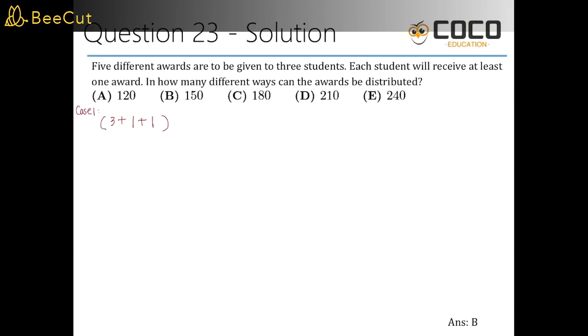This will be case 1. So how do we decide which person received 3 awards? There are 3 ways. Let's say the students are A, B, and C. So the one who received 3 awards can be either A, B, or C.